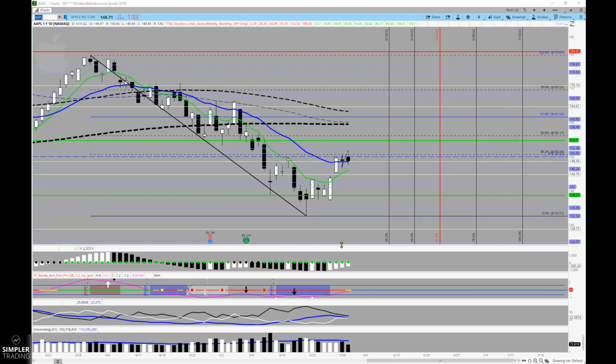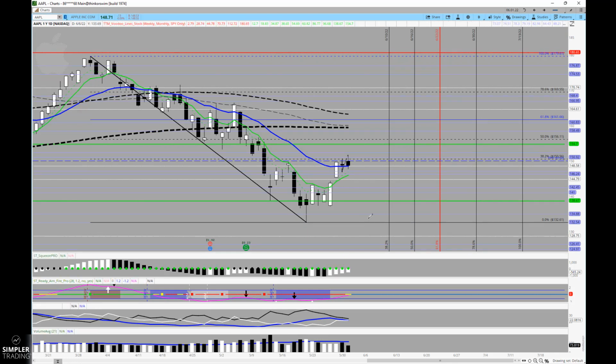Now, of course, Apple does not trade in a vacuum, and the broad indices will also have a big impact on how this plays out, which is to say if the NASDAQ and S&P can have bullish days on Thursday and Friday, well, then that will help this analysis in Apple.